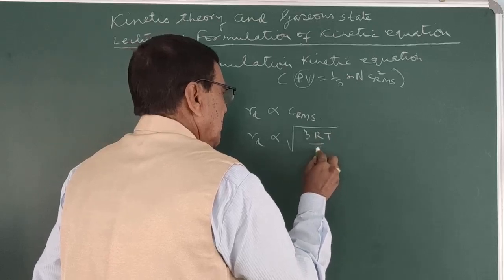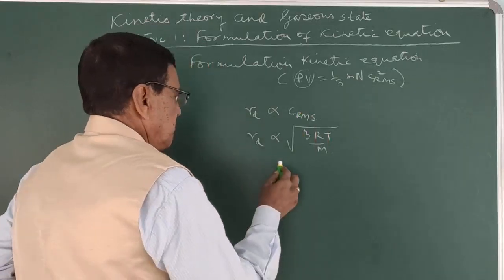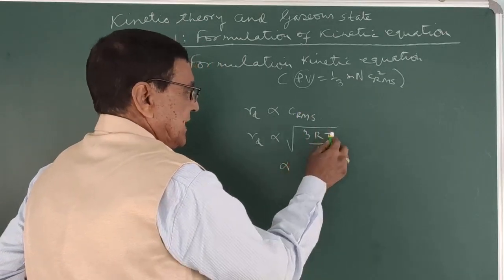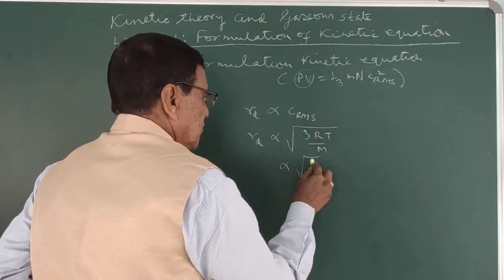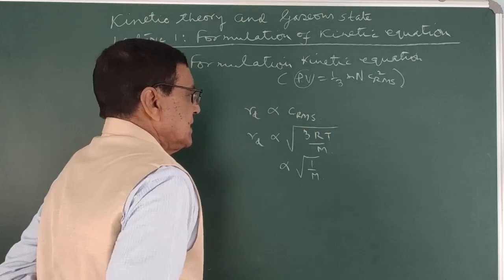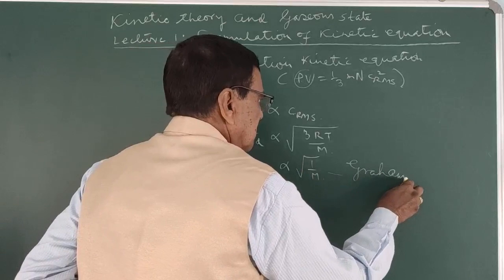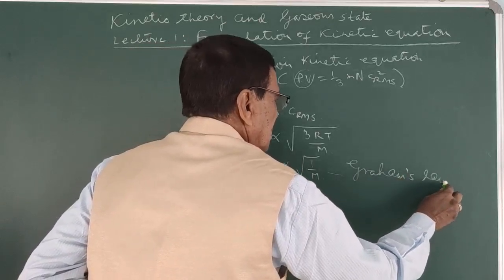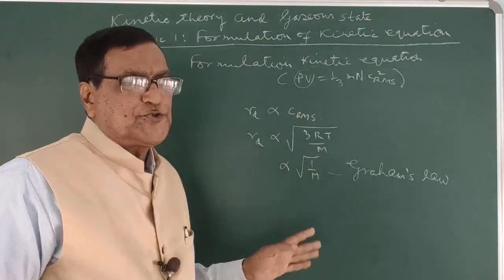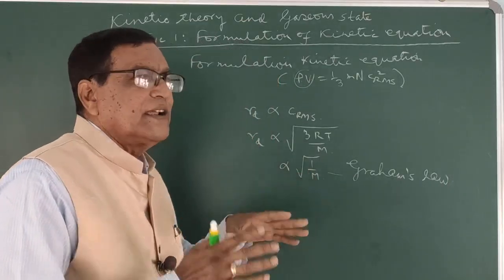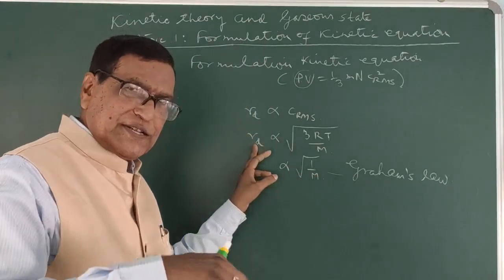the square root of 3RT by M. This is the expression of the RMS speed. So at a given temperature, it will be proportional to 1 by the square root of M. So this is Graham's law. The heavier gas will diffuse less than the lighter gas. Lighter gas means M is small, so the rate of diffusion is high.